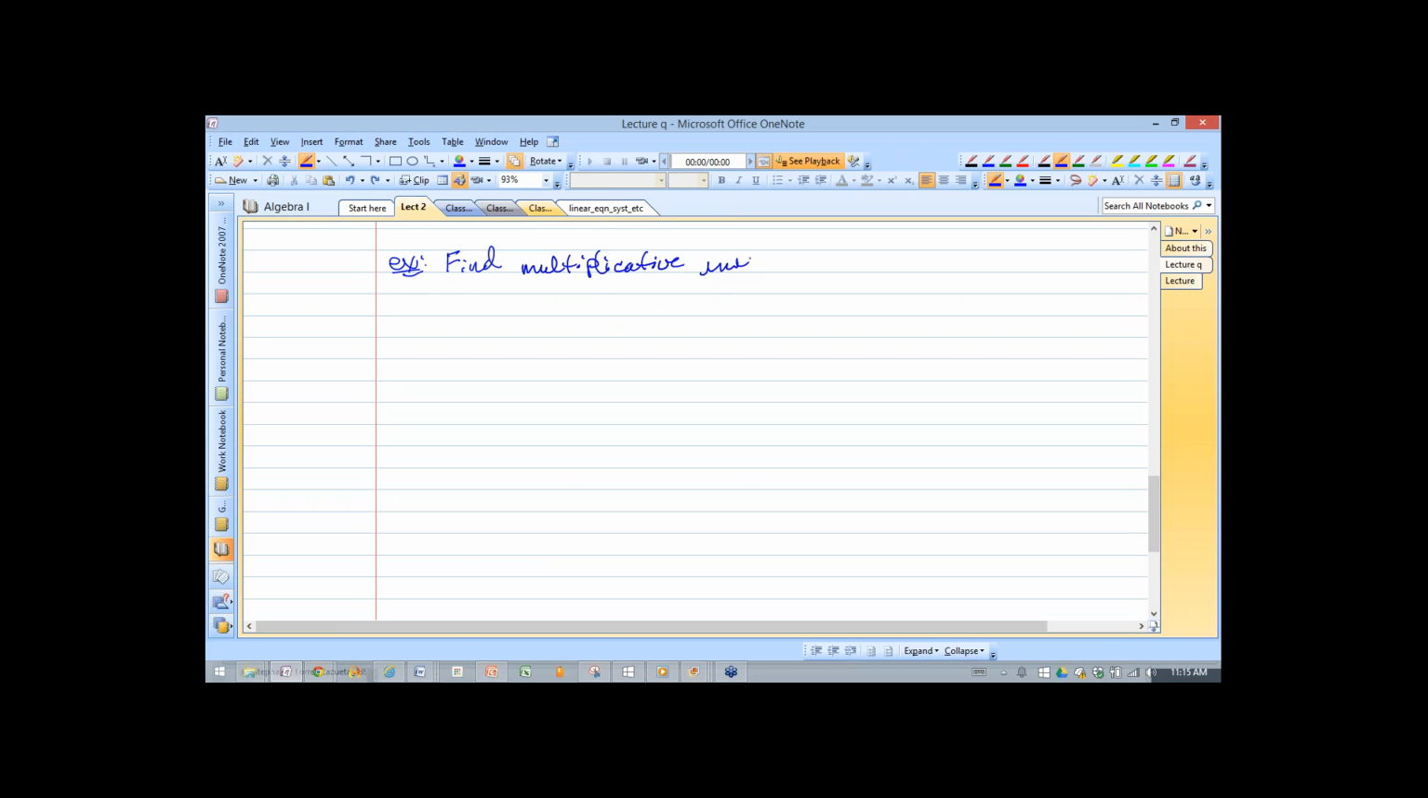Multiplicative inverse of... let me find a good problem. I don't want to give you exactly what's in the homework because you guys need to do that. Let's just say 2x minus 1, for lack of a better example right offhand.